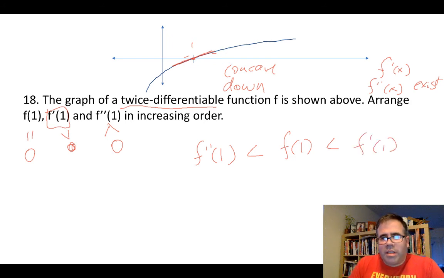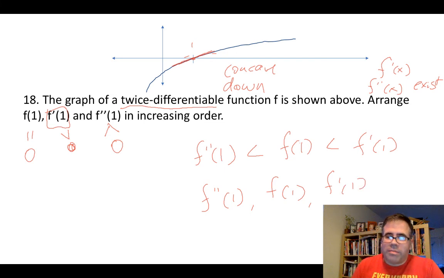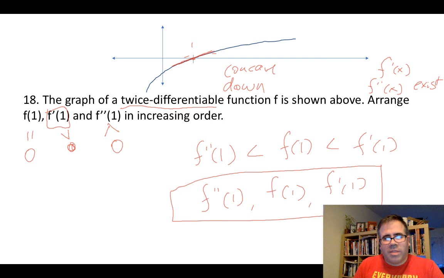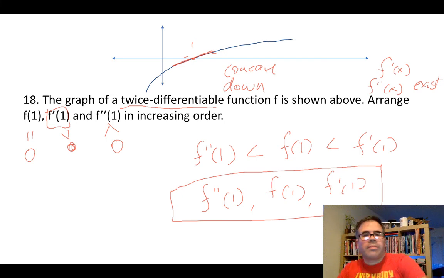You don't necessarily, for this, you don't need the less than signs. If you just wrote it as f double prime of 1, comma, f of 1, f prime of 1, that'll work too. Either way, that is a list in increasing order. Just had to think about it just a little bit.